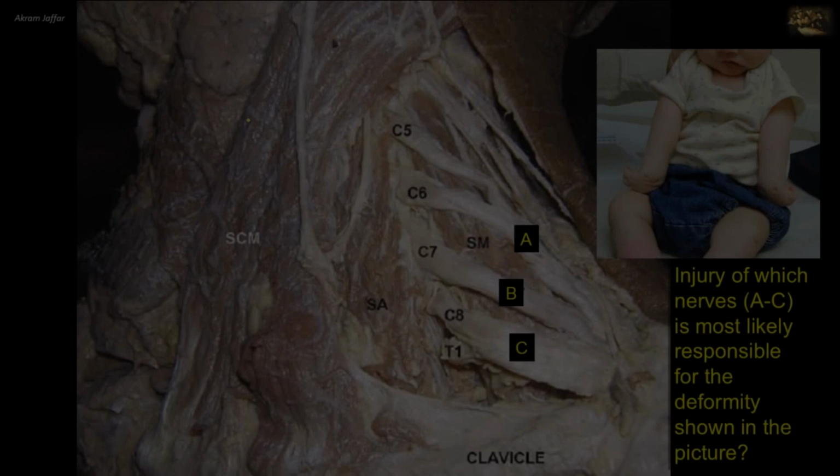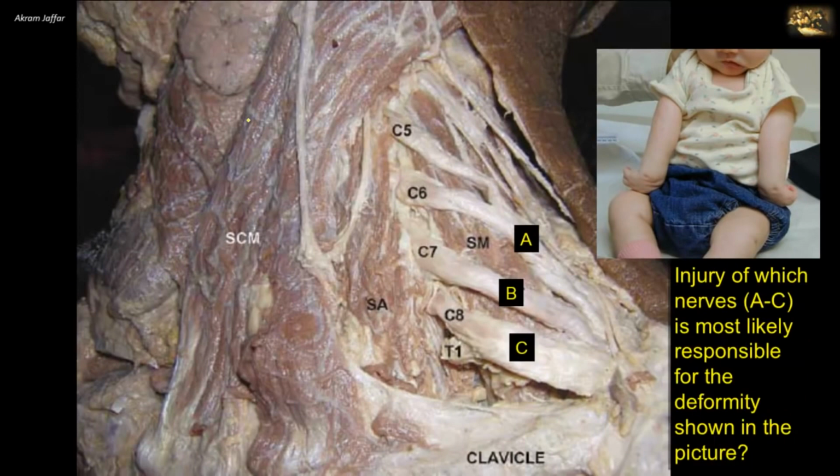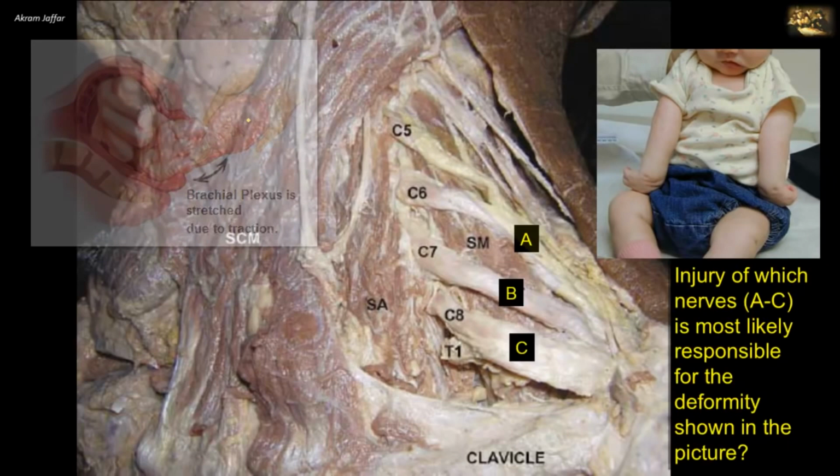Injury of which nerves A to C is most likely responsible for the deformity shown in the picture? The deformity shown here results from an upper brachial plexus injury that follows excessive displacement of the head to the opposite side and depression of the shoulder on the same side. And this might occur in this infant because of difficult labor. And this results in traction, stretching, and tearing of C5 and 6 roots.